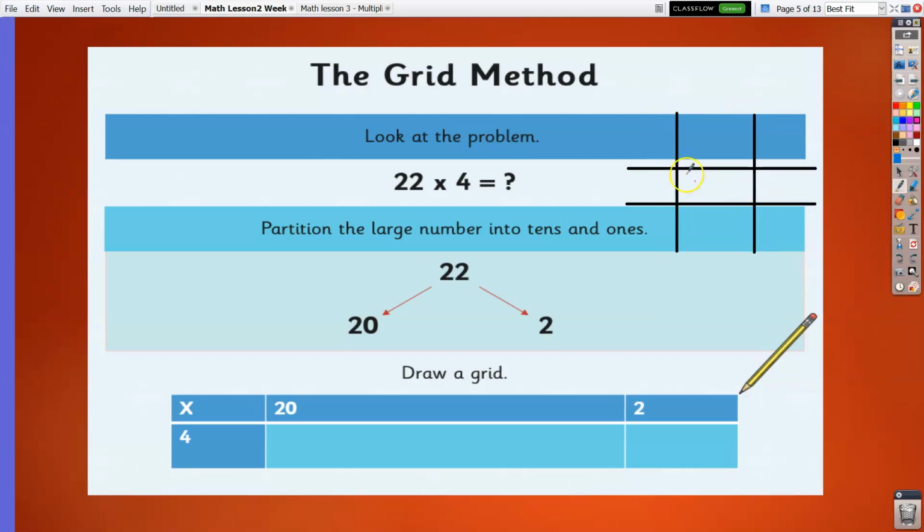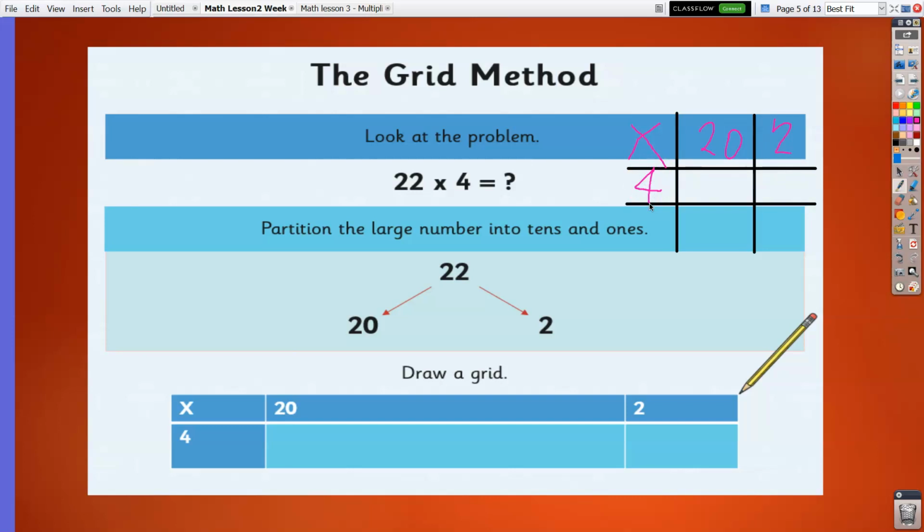Okay, so on the top we have here the multiplication sign. Okay, and next step that we're going to do is to partition large number. Large number on the number problem is 22. So to partition the number, we got 20 and 2. So we write them both on the top of your grid, 20 and 2. And we write 4 as your multiplier here below the multiplication sign.